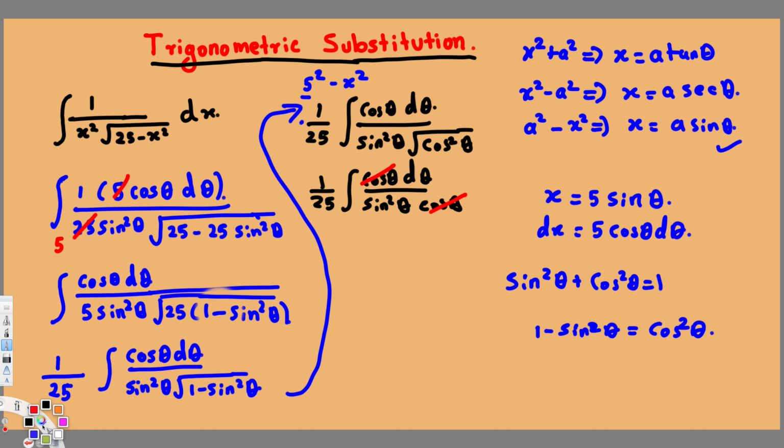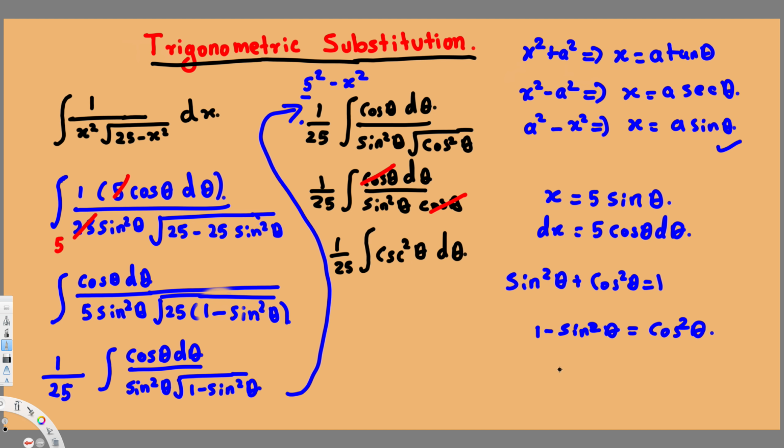And 1 over sine theta is the reciprocal, cosec theta, right? So instead of 1 over sine square theta, we can write 1 over 25 times cosec square theta d theta. Now what's going to be the integration of cosec square theta?